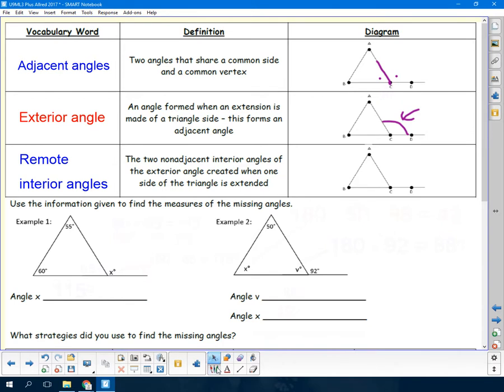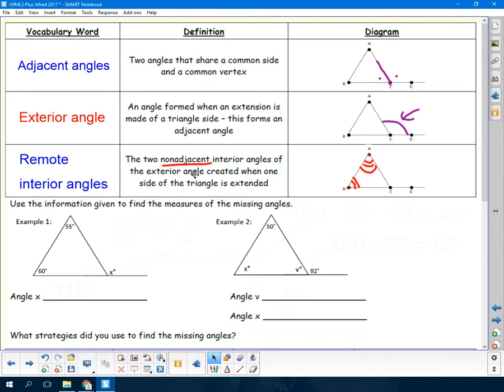This is super important. When you create that exterior angle, you form what are called 2 non-adjacent interior angles. So this angle right here would be a non-adjacent interior angle, as well as this one right here. Those 2 angles are non-adjacent to the exterior angle. They're called non-adjacent because they are not next to the exterior angle.